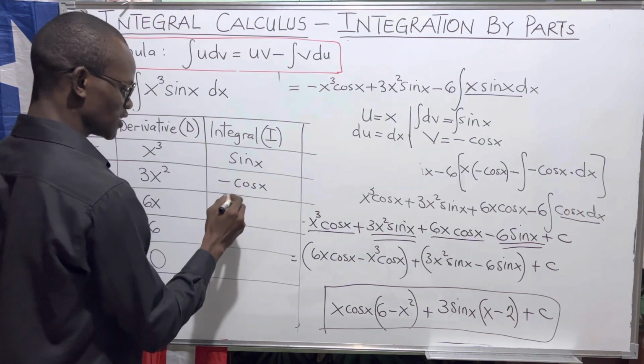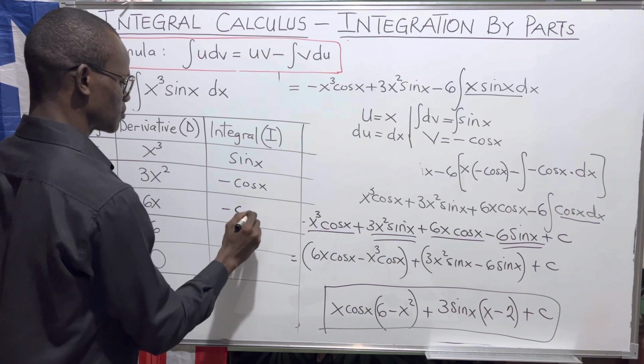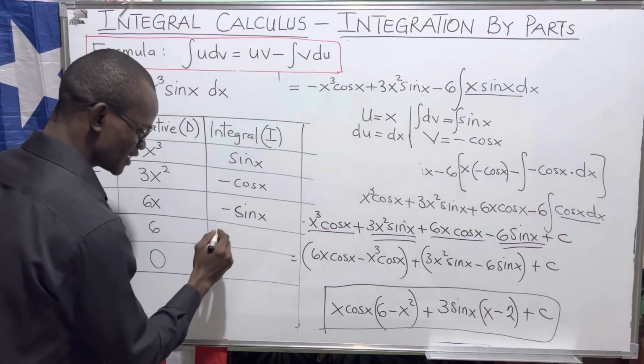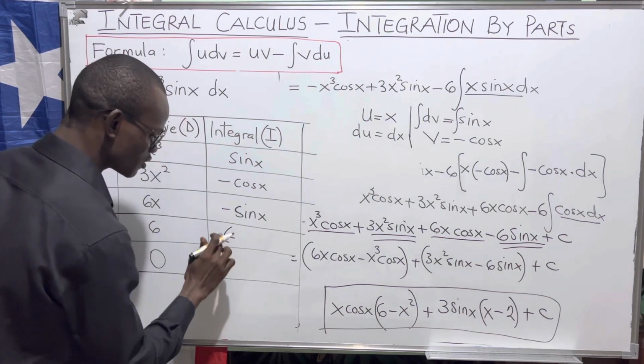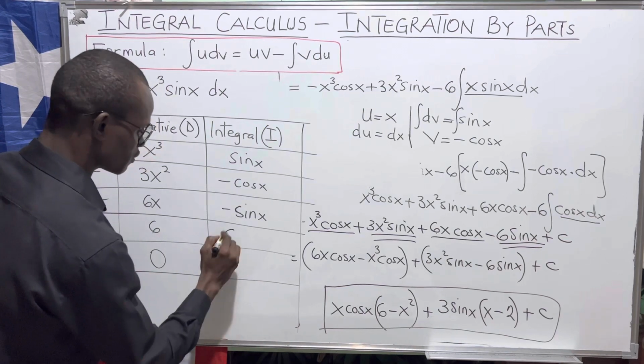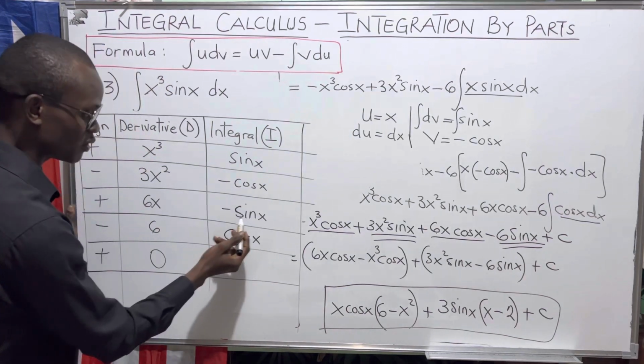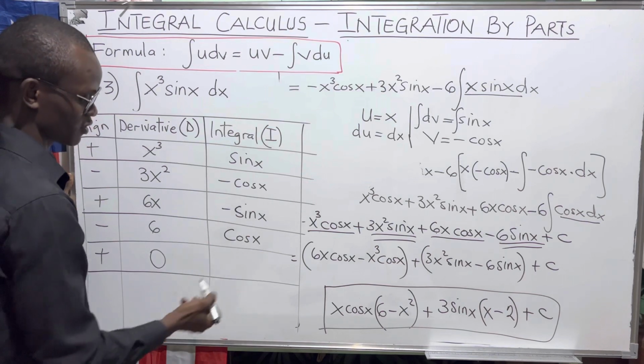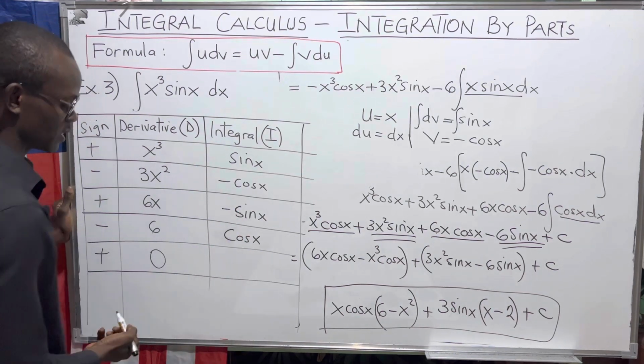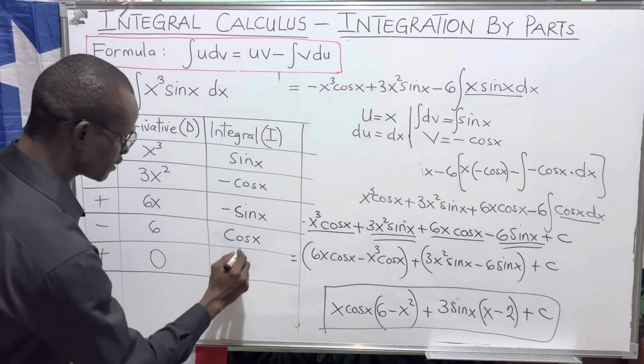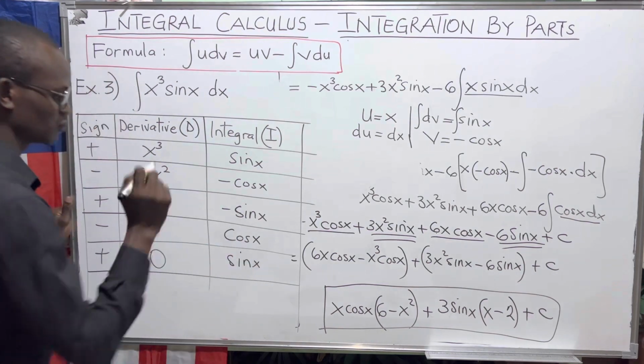We integrate cos of x, it gives us sine of x. We integrate sine of x, it gives us negative cos of x. So negative, negative, now it becomes positive. Then we integrate cos of x, now we get sine of x.